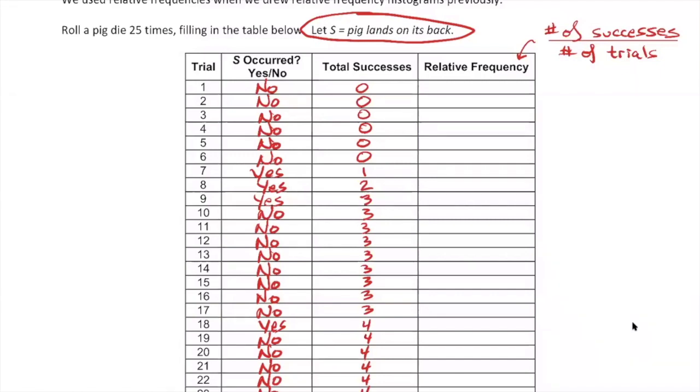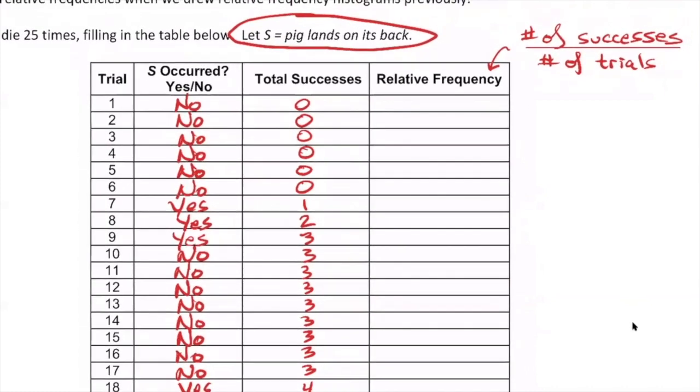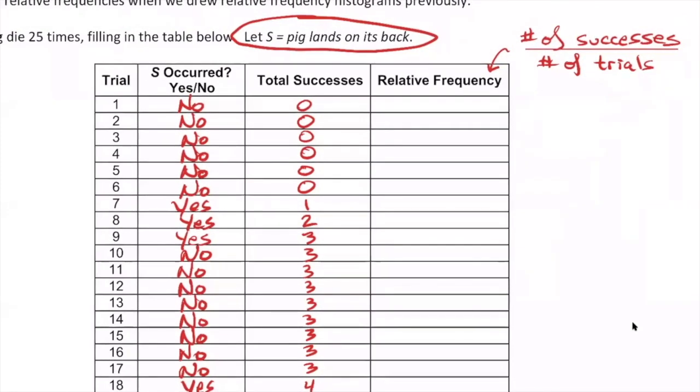Okay. So with relative frequencies, you're taking the number of successes divided by the number of trials. The number of successes is in the third column of the table. I've highlighted that with the green highlight, and the number of trials I'll highlight with blue maybe. So there was 0 out of 1 on the first roll. So the first proportion is 0 out of 1. That's a relative frequency.